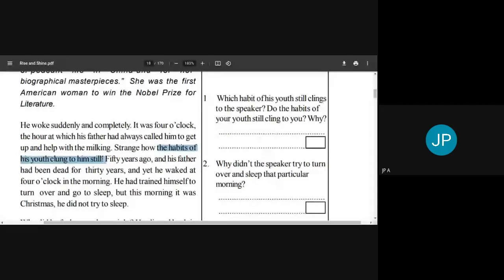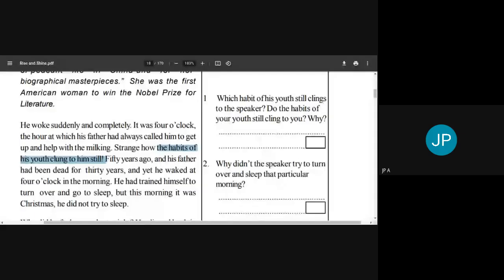The habits of his youth clung to him still. Clung is the past tense of cling. What is meant by clung? It clings to you till the end of your life. It sticks to you. So, though he has nothing to do at 4 o'clock now as an old man, he still wakes up at 4 o'clock.